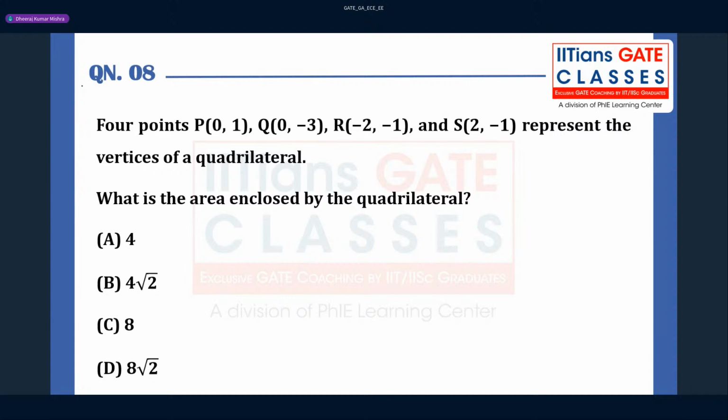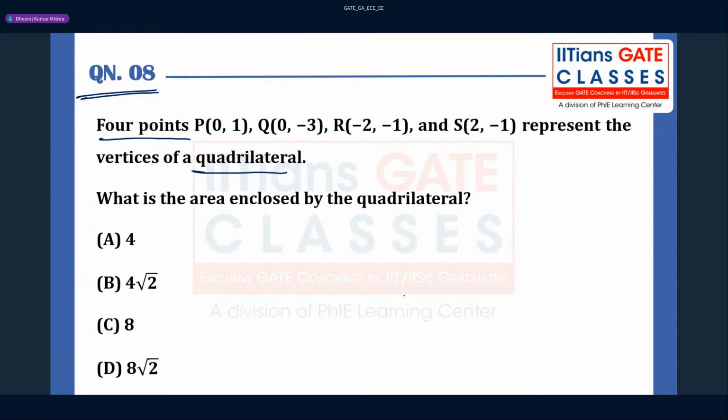Next, question number 8. It is a 2 mark question. This is a question that needs your patience to find the area and so on. So 4 points are given: (0, 1), (0, -3), R (-2, -1), and all these things are given. They represent the vertices of a quadrilateral, that is, a four-sided figure. So what is the area enclosed by the quadrilateral?